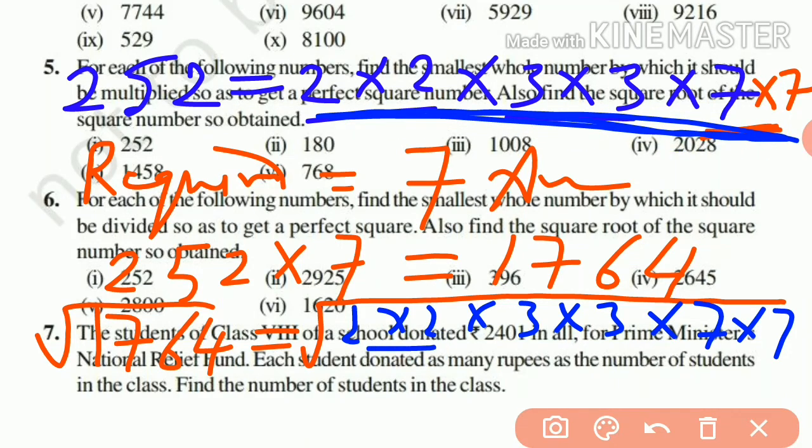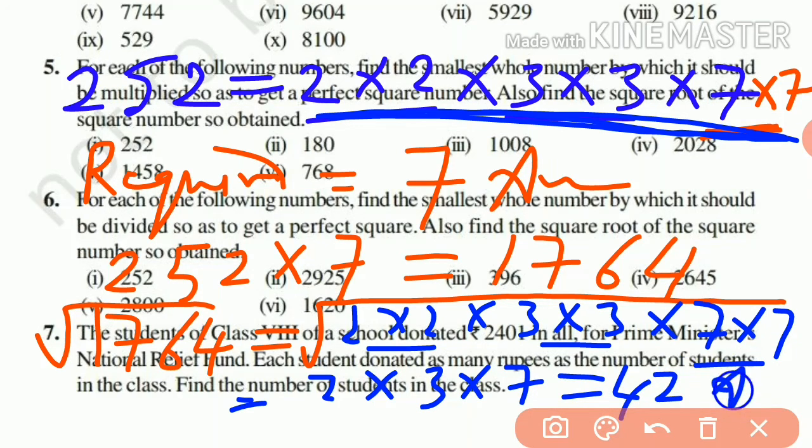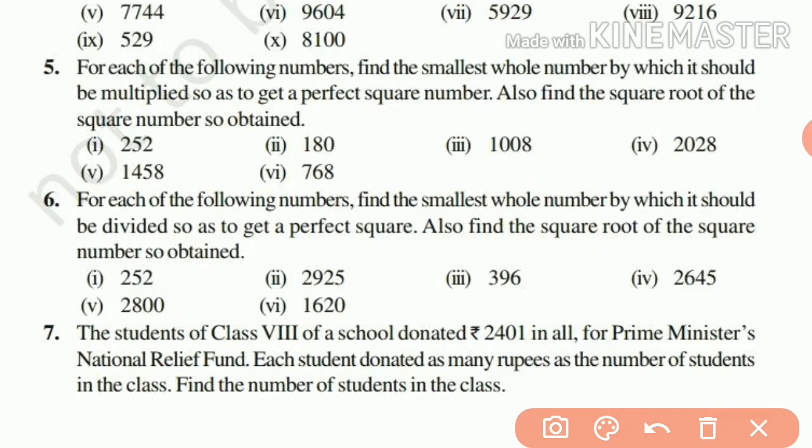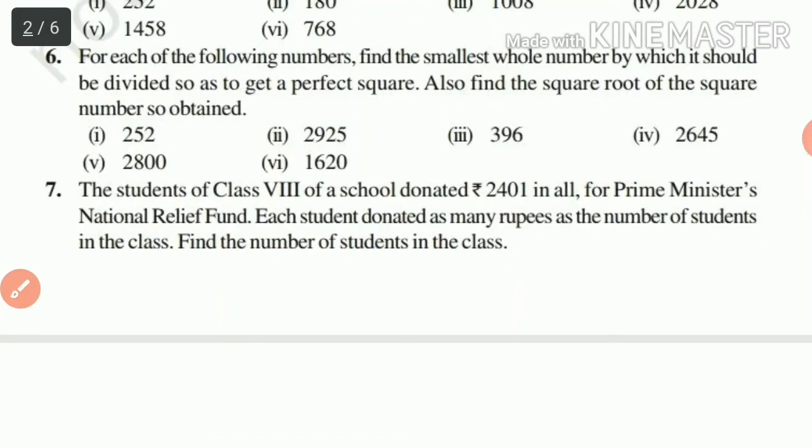So this is one pair, second pair, and third pair. So you can write 2 into 3 into 7, and 2 times 3 is 6, and 6 times 7 is 42, which is the required answer. This is the second answer, and 7 is also an answer. There are two parts in this question. Similarly, we can solve the remaining parts of this question. Now let's try to solve question number 6 of this exercise.